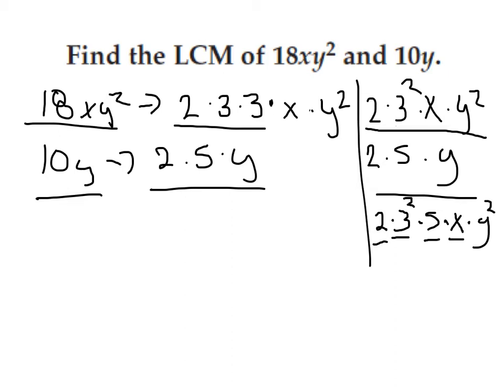So now to find the LCM, I'm going to multiply this all together, and the LCM of 2 times 3 squared times 5 times x times y squared is, the answer is 90 times x times y squared.